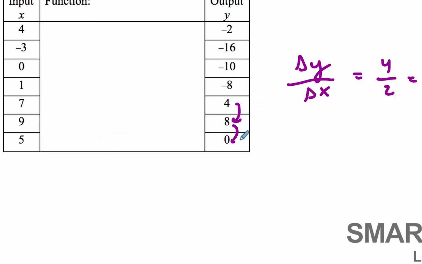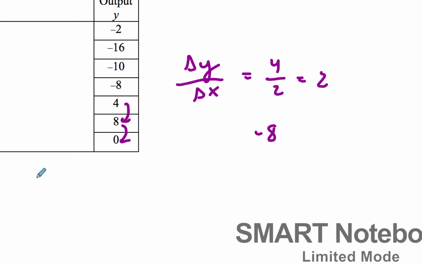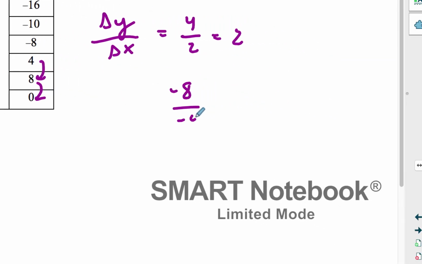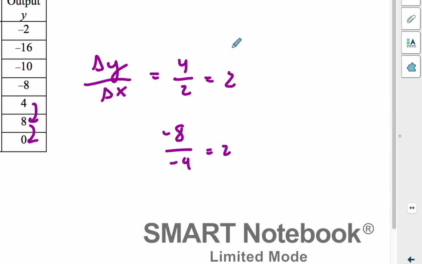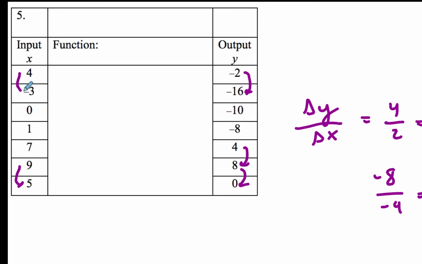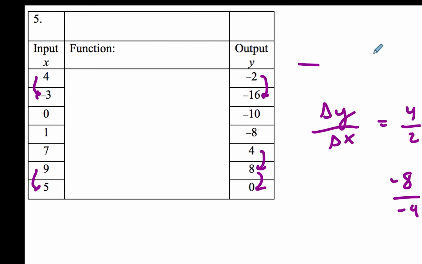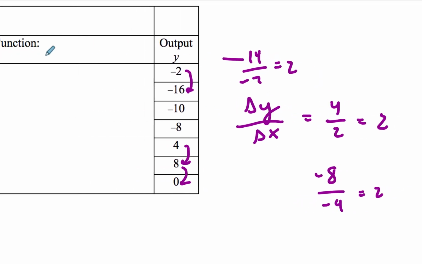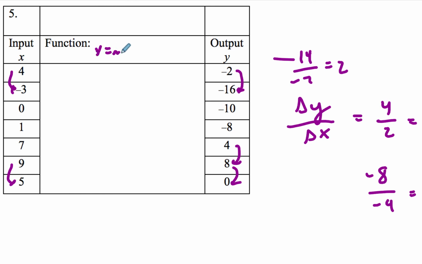And if I look at this one right here, it looks like y goes down by 8. And right here, your x goes down by 4. And -8 over -4 also reduces to 2. So the slope is the same. And let's do one more to be safe. This goes down by 14. This goes down by 7. Again, -14 over -7, that's going to reduce to 2. Everything is 2. So I can tell you that the slope is going to be 2. We always want to start with y equals mx plus b.